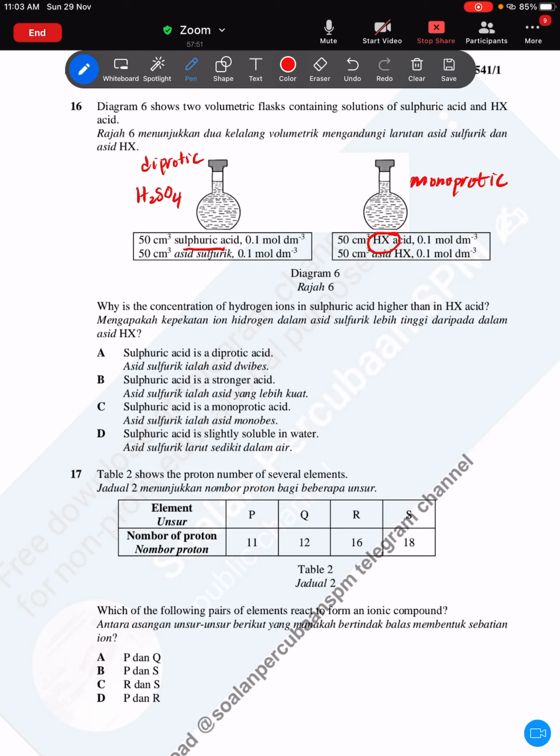Why is the concentration of the hydrogen ion in sulfuric acid higher? I think I have given you the answer. What?